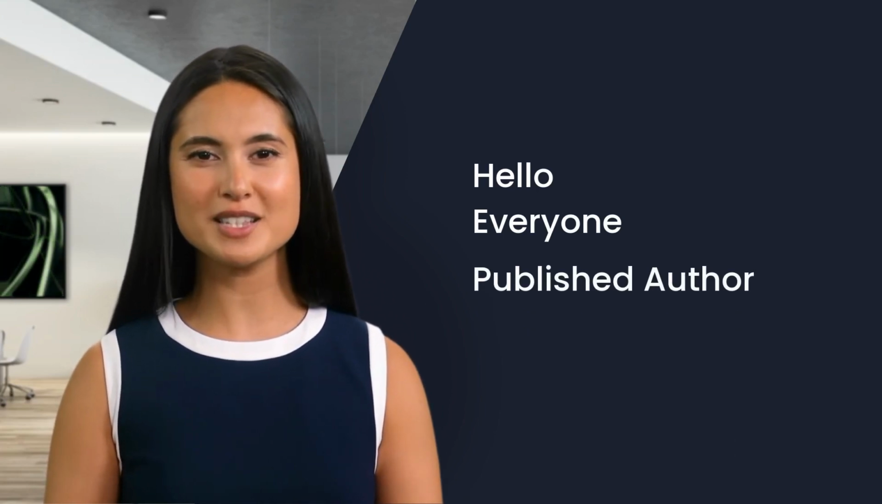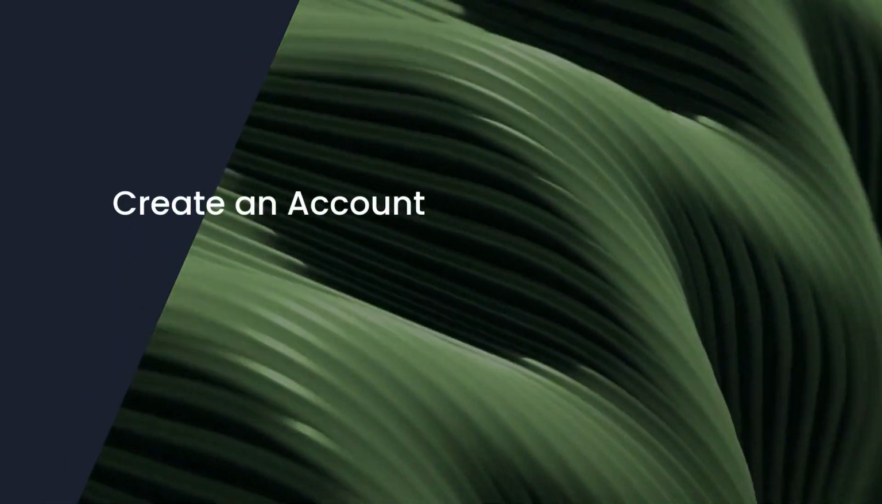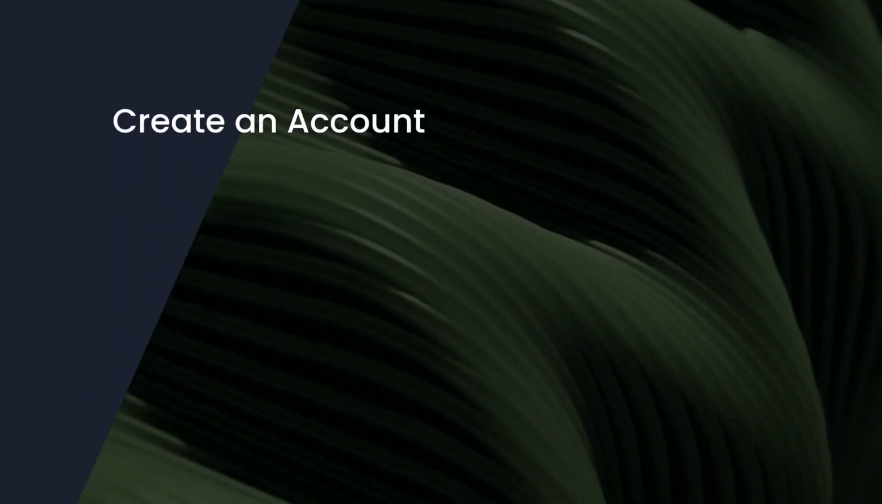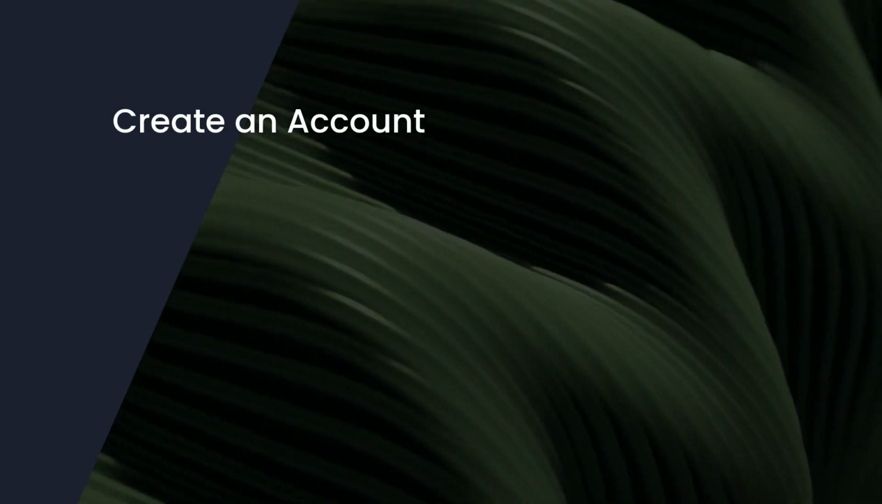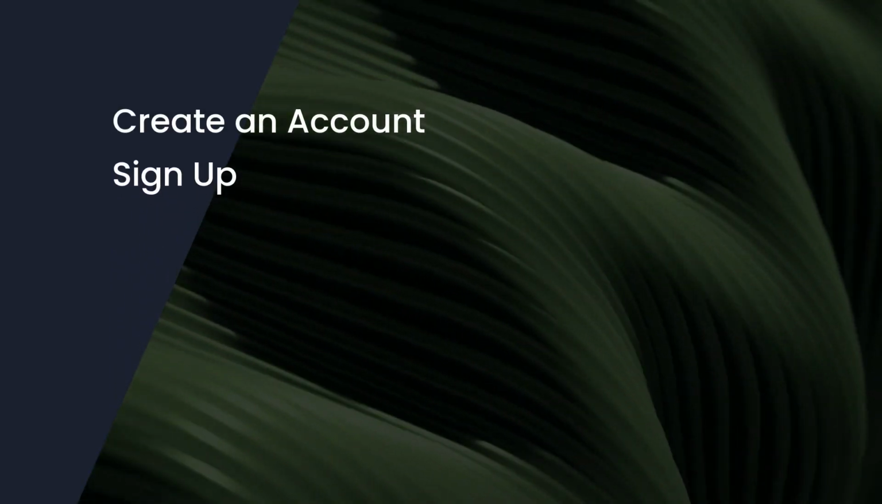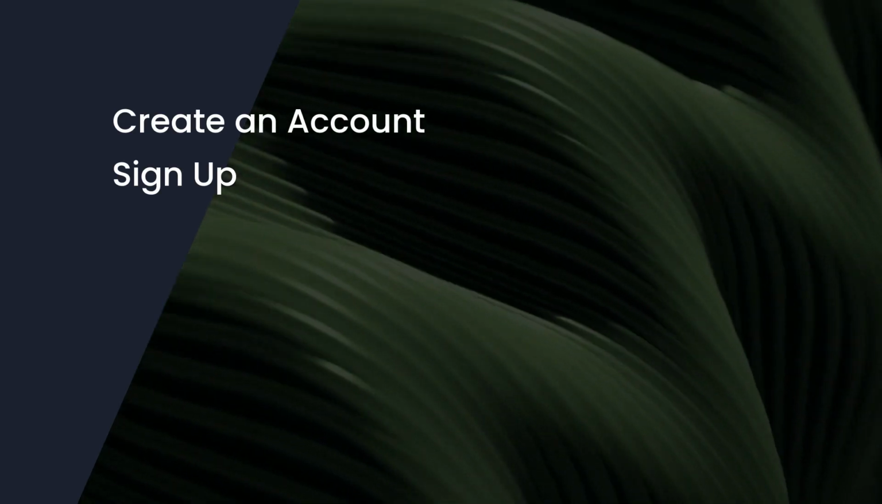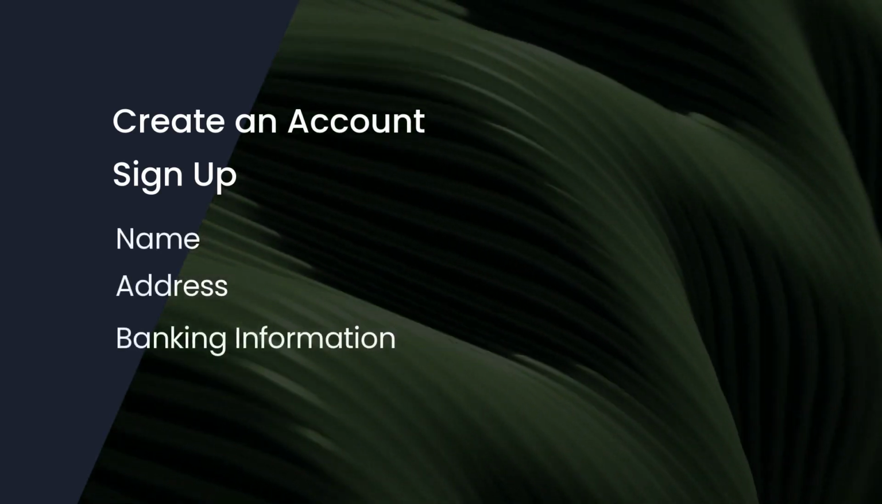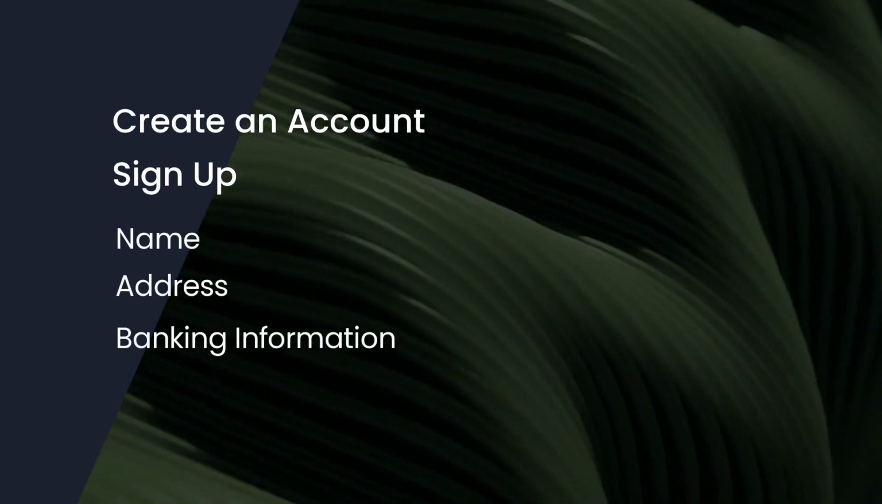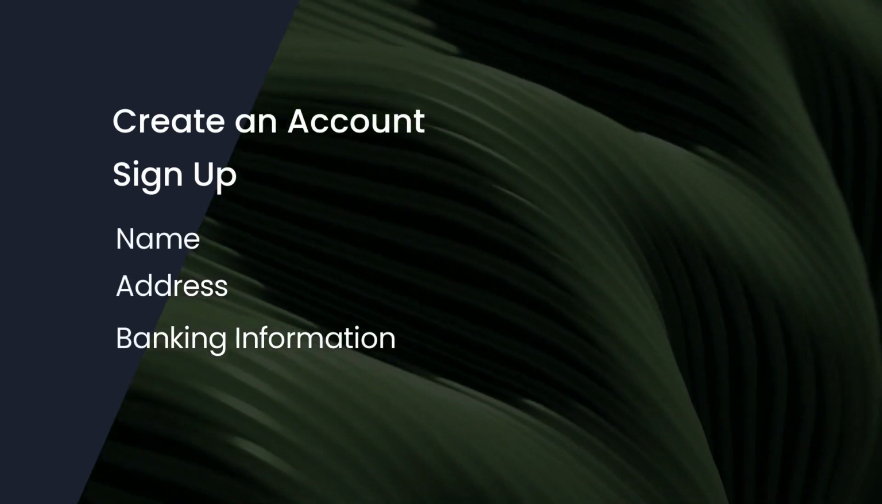So let's get started. The first step is to create an account on Amazon Kindle Direct Publishing, KDP. Go to kdp.amazon.com and click on Sign Up if you don't already have an Amazon account. Follow the simple steps to provide your name, address, and banking information so that Amazon can pay you royalties for your book sales.